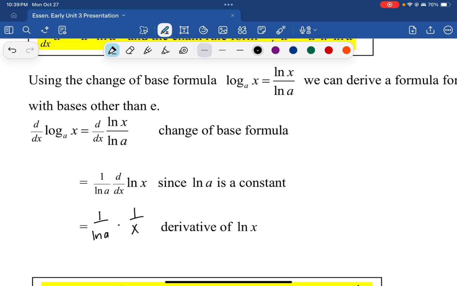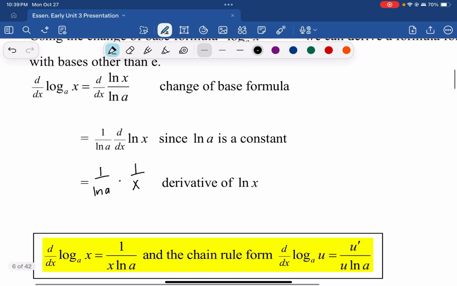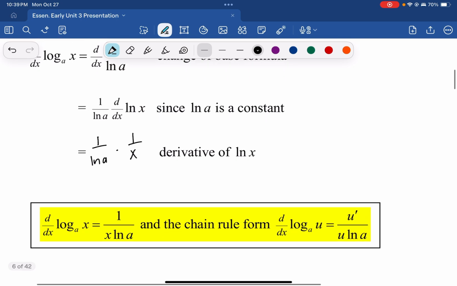So if I'm taking the derivative of a log, then we get 1 over the natural log of that base times 1 over x. Same thing applies with the chain rule if it's a u, some function of x. Then it's u prime over u times the natural log of a.